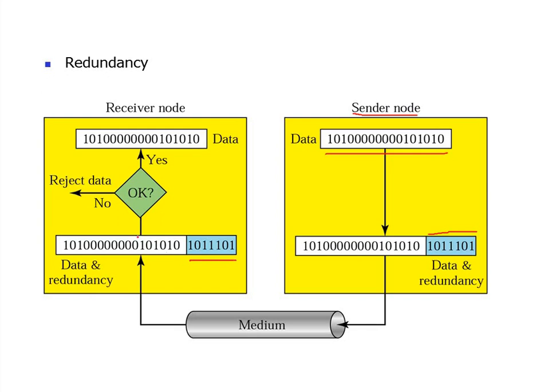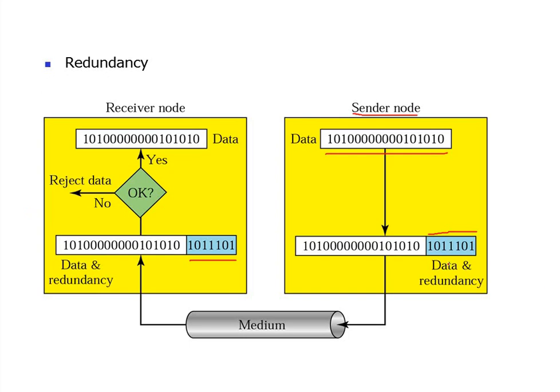After that there will be a process in which the syndrome is calculated, and if the syndrome is 0, then the data is accepted as it is. Or else, if the syndrome does not match, then the data is rejected. So this is the simplest method of using redundancy.